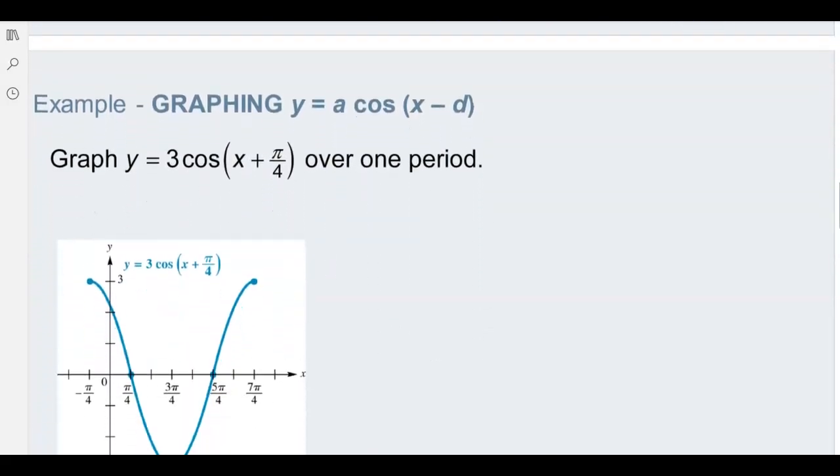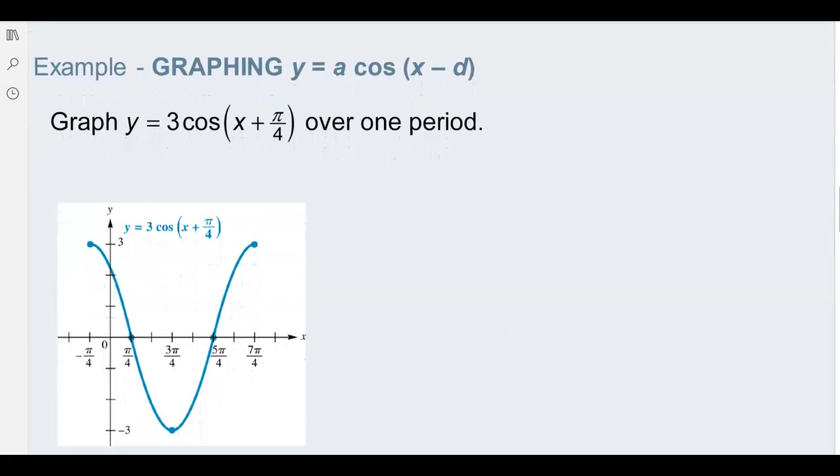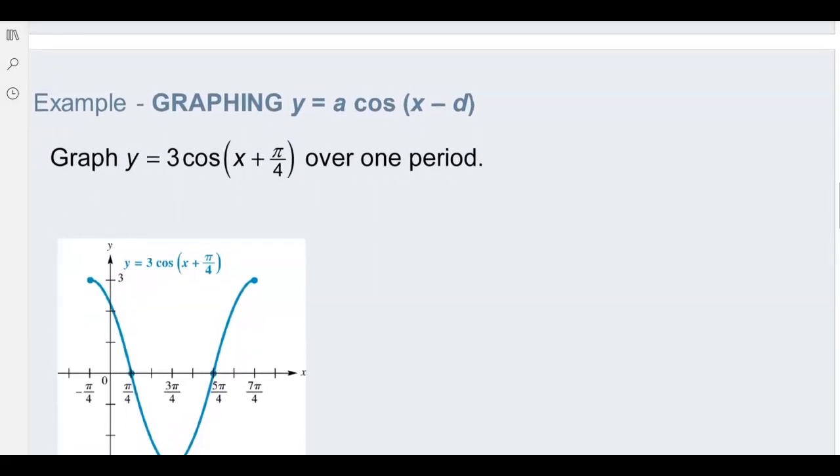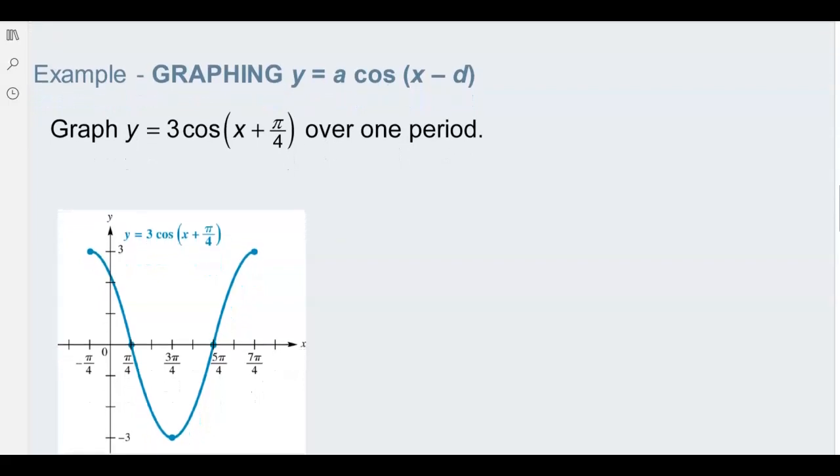Here's a different example that has a phase shift, but also has an amplitude change. Now, we said that when there's a number that's changing the graph, it's going to go in the opposite direction. So since this is a positive number, this graph is going to shift to the left by pi/4. It always goes in the opposite direction when we're inside the parentheses.